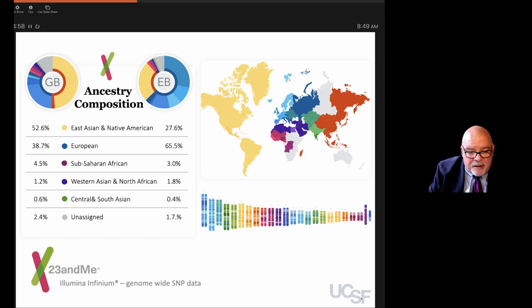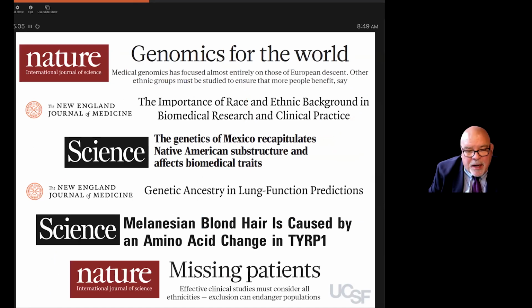And rather than put this on the shelf, we've made a career publishing, leveraging genetic ancestry in diverse populations to identify novel genes. We've identified the blonde hair gene in Melanesian populations, and that was published in Science. We've identified the genetics of lung function in Mexicans, again published in Science. We had our first publication in the New England Journal in 2003.